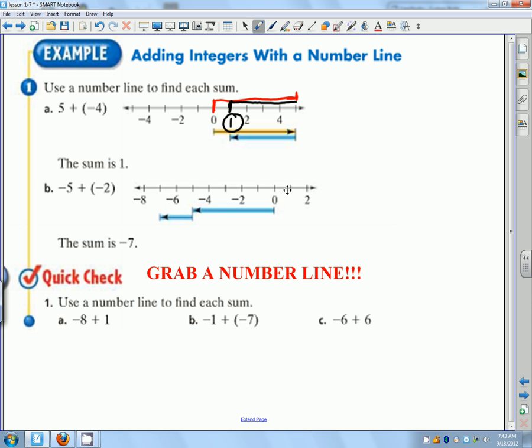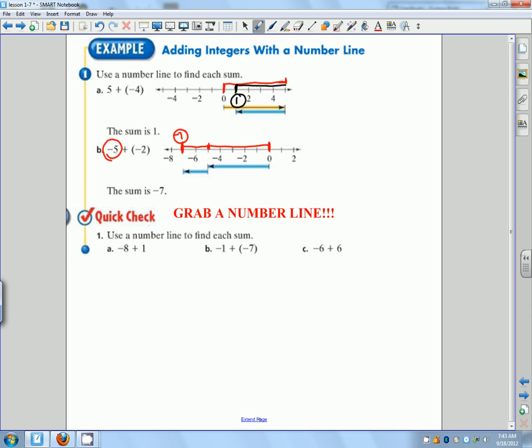This one is, you always start at 0. I'm going to go back 5 to negative 5, because that's my first number right there. And then I'm going to add negative 2. So I'm going to add 2 more negative numbers, and my answer becomes negative 7. So, try these 3 problems on a number line. Push pause if you need to.